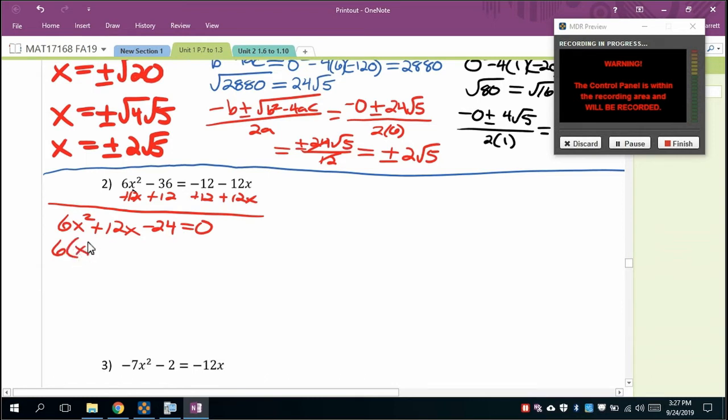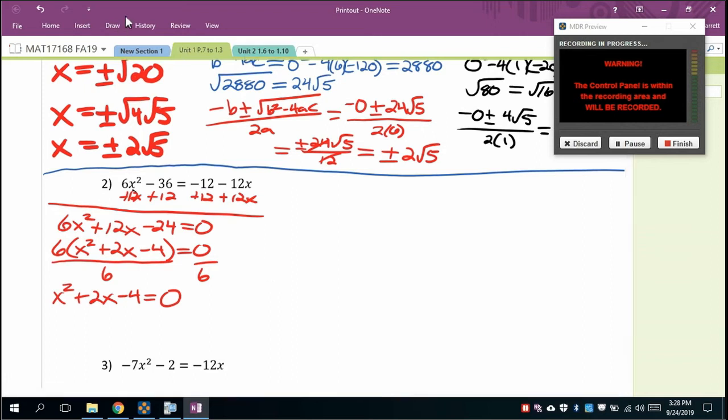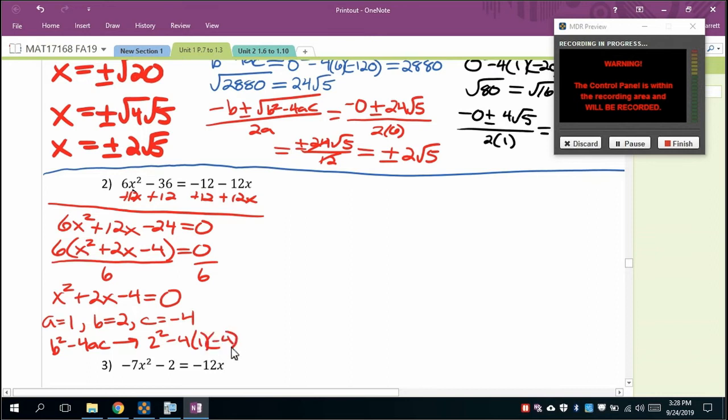So we'll have 6 times x squared plus 2x minus 4 equaling 0. And then when we divide out by 6, we are going to have simply x squared plus 2x minus 4 equal to 0. So, what I'm going to do is first use the quadratic formula. So for that, a will equal 1, b will equal 2, c will equal negative 4. So b squared minus 4ac, that's going to give us 2 squared minus 4 times 1 times negative 4, which, if you just punch that up in your calculator, is simply going to be 20.